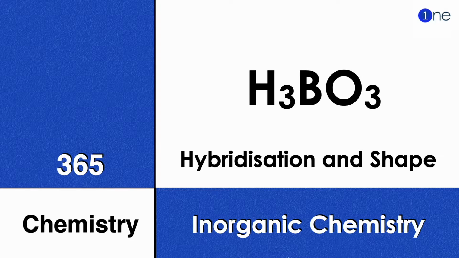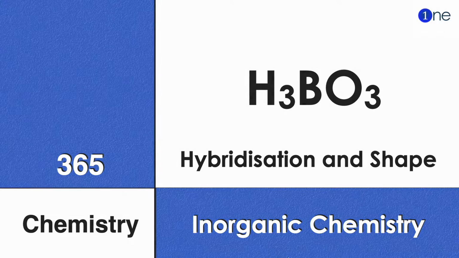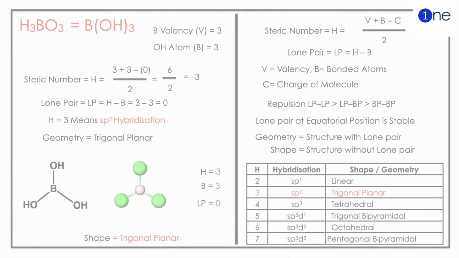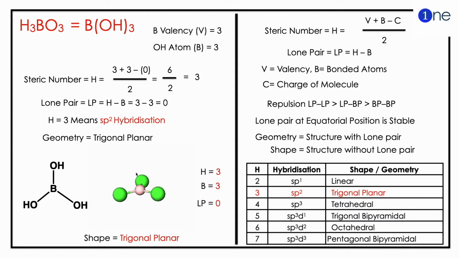Here you have H3BO3, which is boric acid. We should find the hybridization and shape of it. H3BO3 is actually a problem in the plane set. The real structure will be B(OH)3.